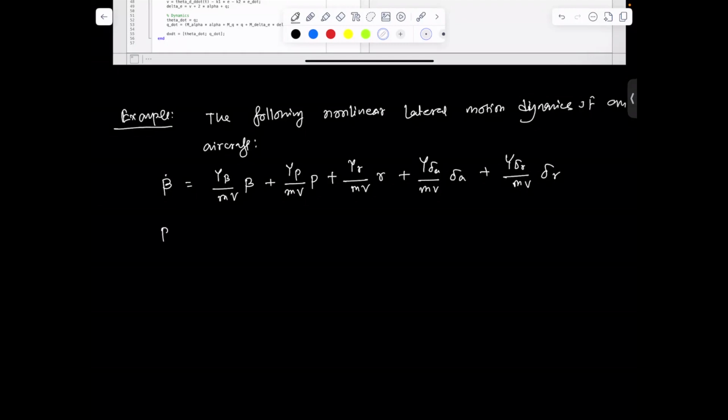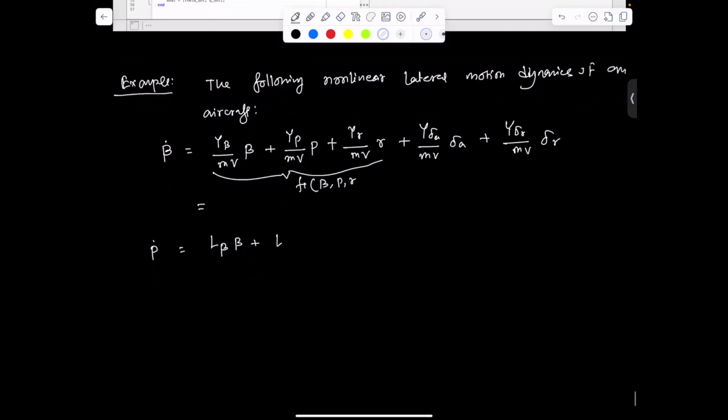And p dot equal to L beta plus, okay, we'll simplify this part at the moment. So let us define this part as F1 beta P R. So if you use this, you can write this expression F1 beta P R. This is basically what we have taken to simplify our calculation.